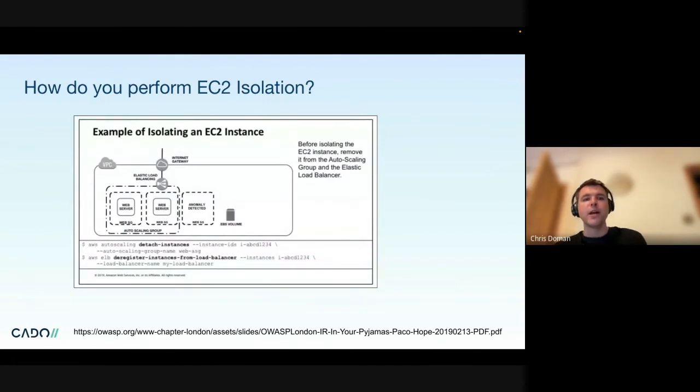I spoke a bit earlier on how you can perform isolation of EC2s. There's a great talk here called, I think, How to Perform Incident Response in Your Pajamas, link at the bottom. This is a more complicated example. In this case, there's an EC2 sitting behind an ELB, or a load balancer. In that case, you detach the instance first. There are multiple different scenarios in this talk that they go through.